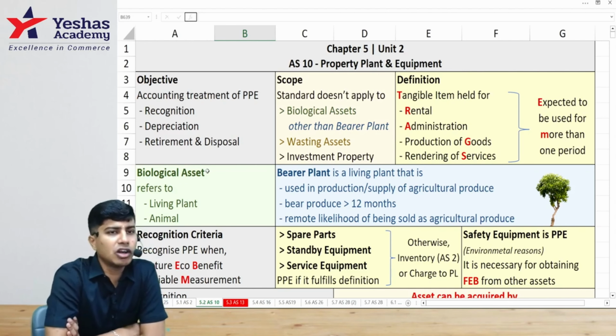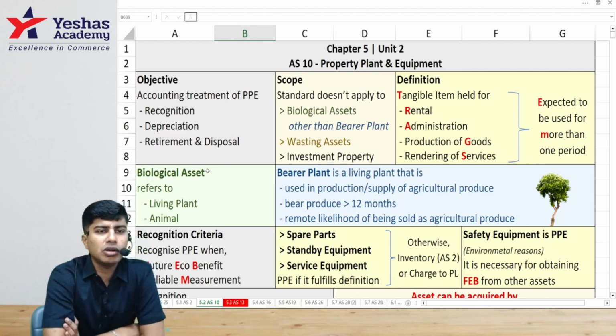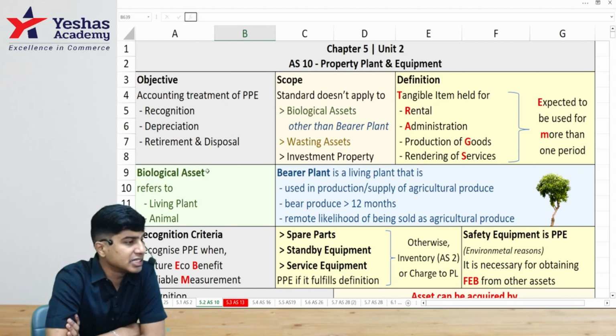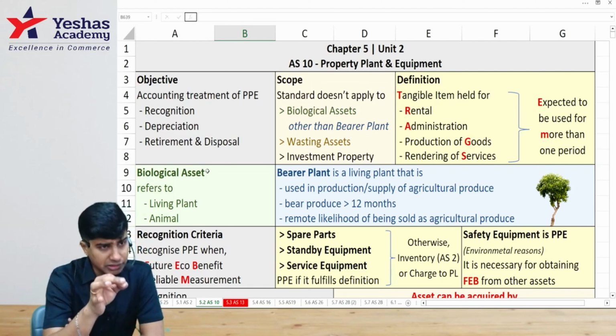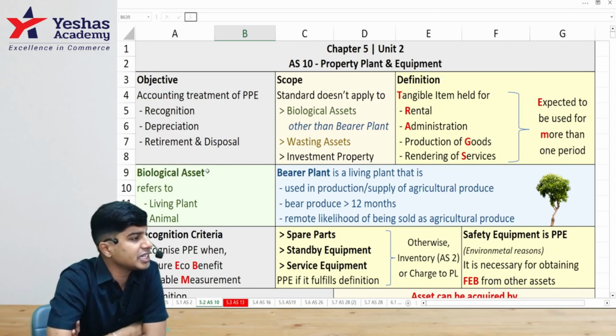When we say biological assets, we mean those things which have life, living plants and animals. Talking about living plants, usually AS10 is not applicable. However, there is an exception. A certain category of living plants are called bearer plants. Accounting Standard 10 is applicable to bearer plants.